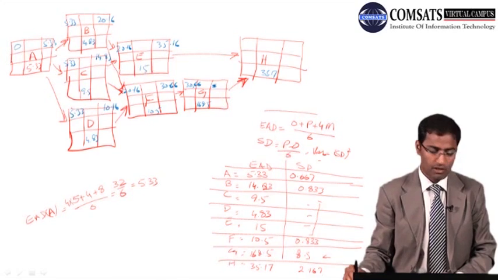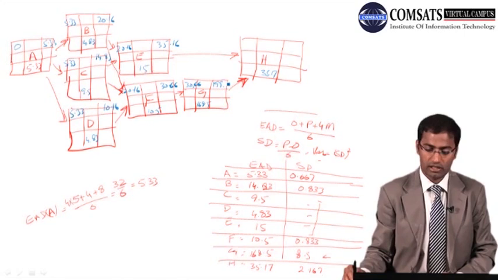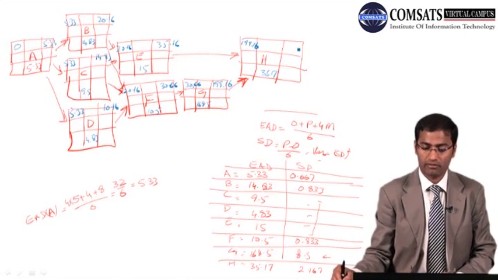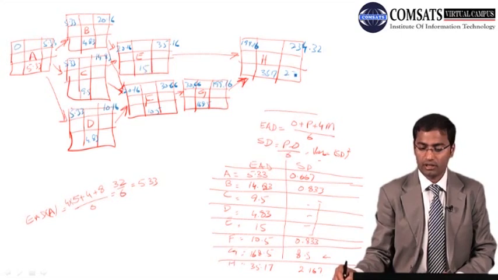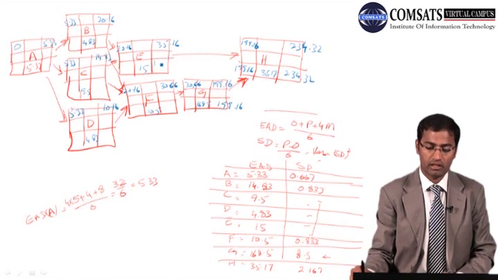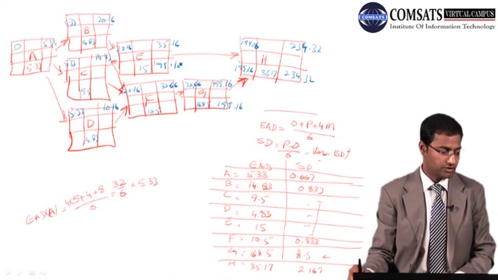Adding this up, we have 199.16, and 199.16 plus 35.4, we have something like 234.32, and 234.32 minus 35 gives 199.16.